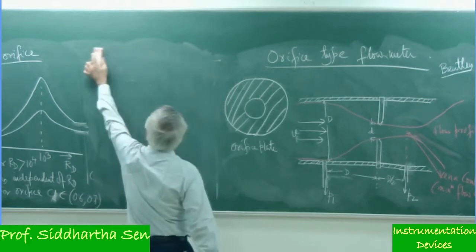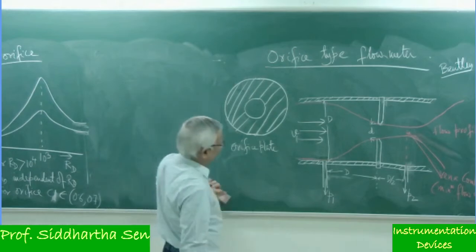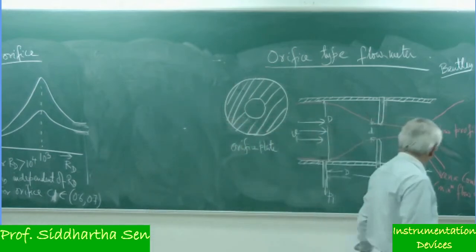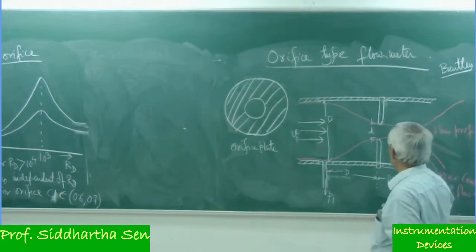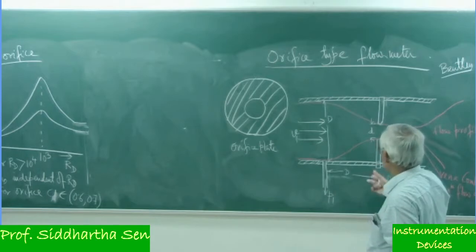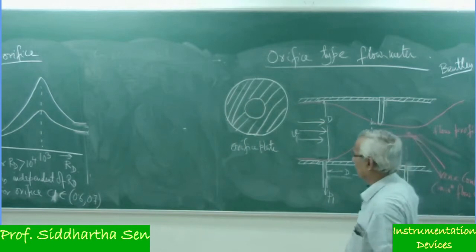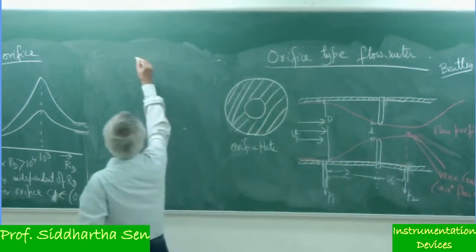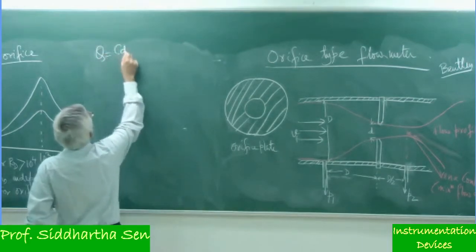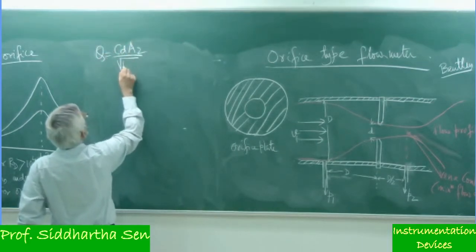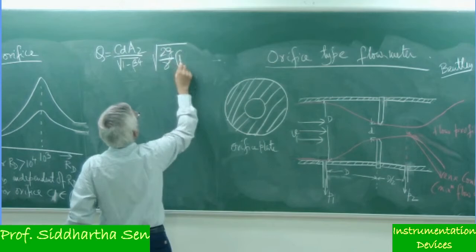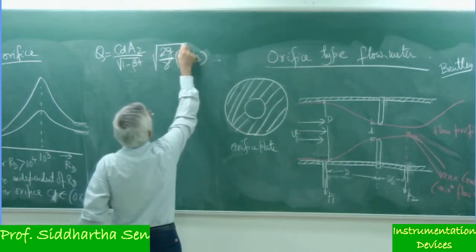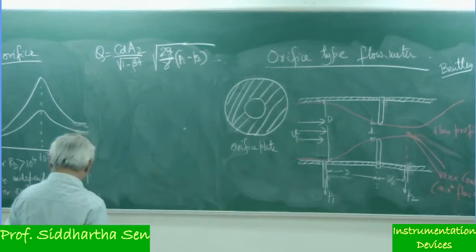In this case, obviously we will have to place an orifice plate, and have a differential pressure transmitter, maybe a diaphragm type with capacitance or strain gauge or LVDT type output, and that will give you the area. And this relationship was basically Q is equal to CD into A2 divided by root over 1 minus beta to the power 4, times root of 2g by gamma into P1 minus P2. That was our relationship.